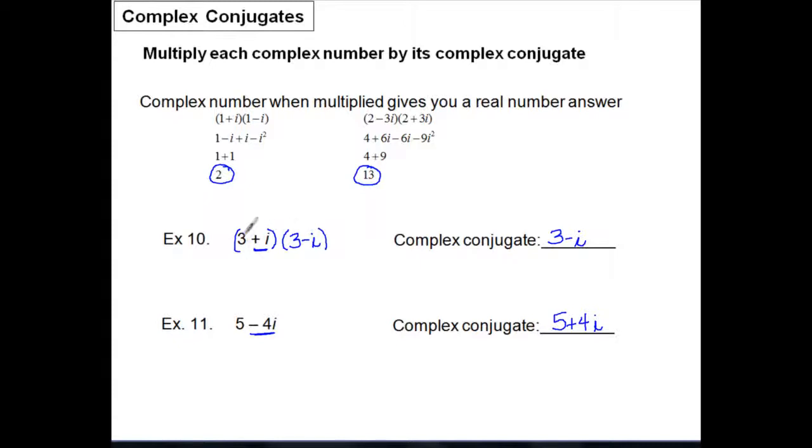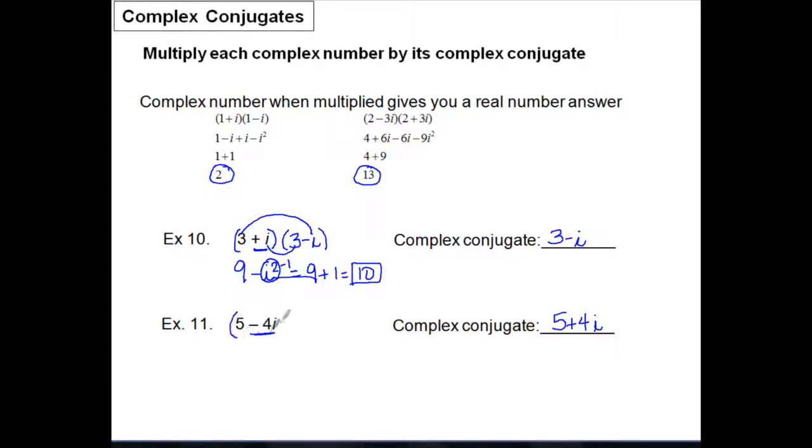So when we multiply these together, we're going to have 3 times 3 is 9. Well, that's going to be negative 3i, and that's going to be positive 3i, which will totally cancel. And then the i times negative i is minus i squared. Well, i squared is negative 1, so that's 9 minus negative 1, which is 9 plus 1, which is 10. The i's are completely gone. 3 plus i times 3 minus i turns out to be 10.